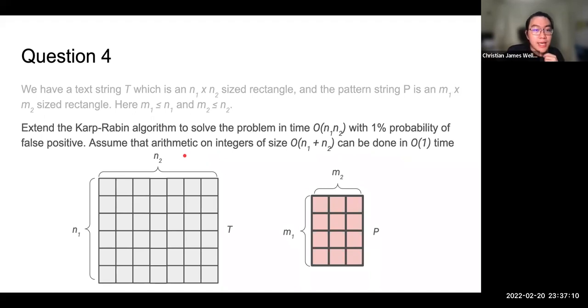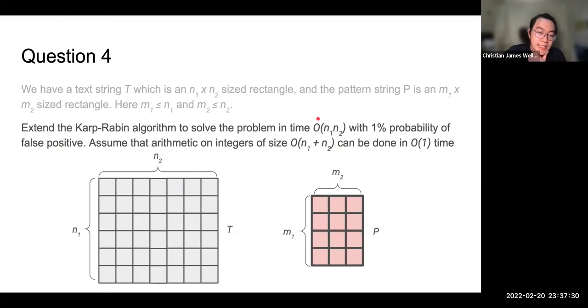Again, we want to extend the Karp-Rabin algorithm to solve the problem in O(N1 N2) time with 1% probability of false positive. Assume that this holds. The numbers might be very large, but assume that even if it's large, it can be done in constant time.